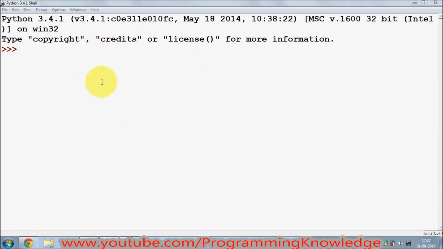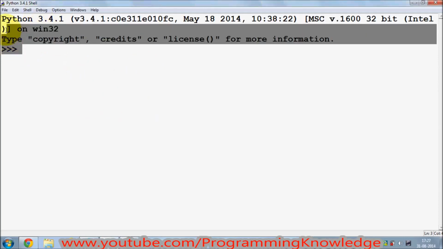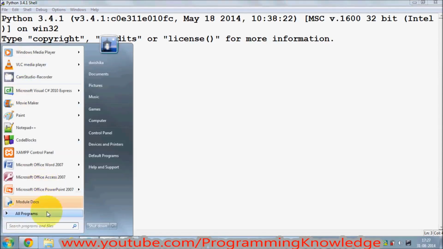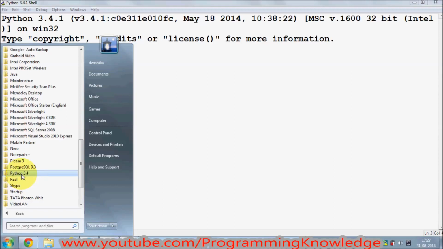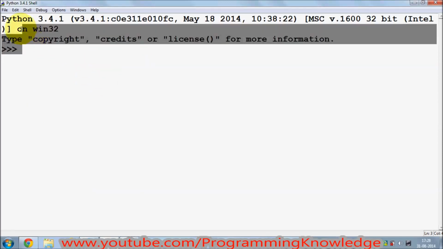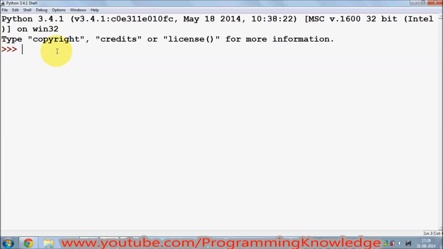Last time I showed you how to open this Python shell, right? If you don't know how to open this shell, once again I'm going to tell you. You just need to go to your start menu, go to the Python folder and start this IDLE Python GUI from here, and it will open this kind of GUI shell or Python shell. Now let's get started and see how we can do math in Python.